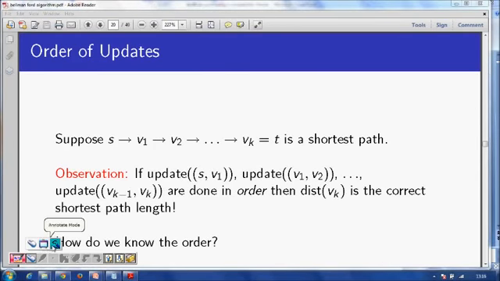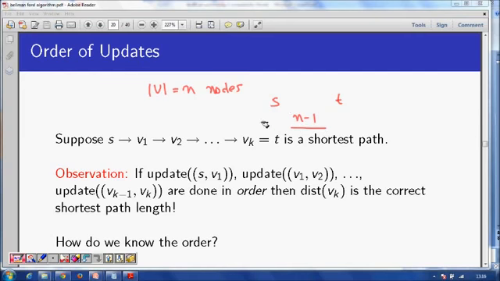So what do we do? We observe that if we have mod V equal to n, let's say n vertices or nodes, then for a simple path the maximum number of edges between source and destination will be n minus 1. You cannot have more than this in a simple path. So this is the maximum hop length that can be there between S and T.